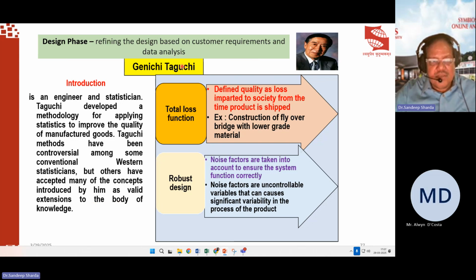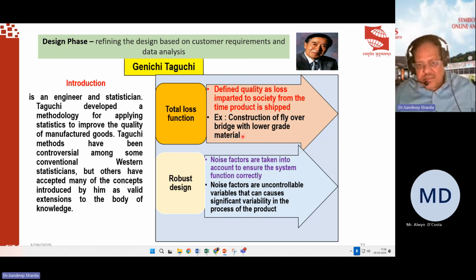So Genichi Taguchi has given two concepts. One is the total loss function, another is the robust design. Under the total loss function, he defined quality as the loss imparted to society from the time the product is shipped. Like the construction of a flyover bridge with a lower grade of material like cement and others.